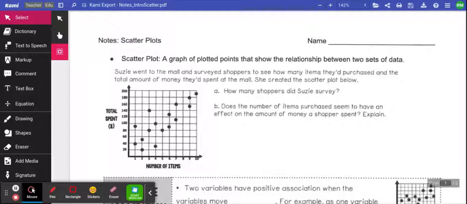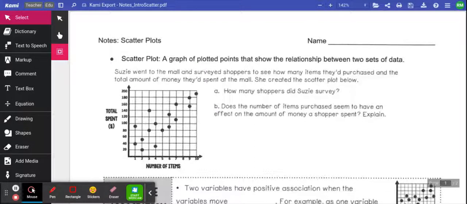And if we read about what information is shown on this scatter plot, it says Susie went to the mall and surveyed shoppers to see how many items they purchased and the total amount of money they spent at the mall. She then created a scatter plot below.